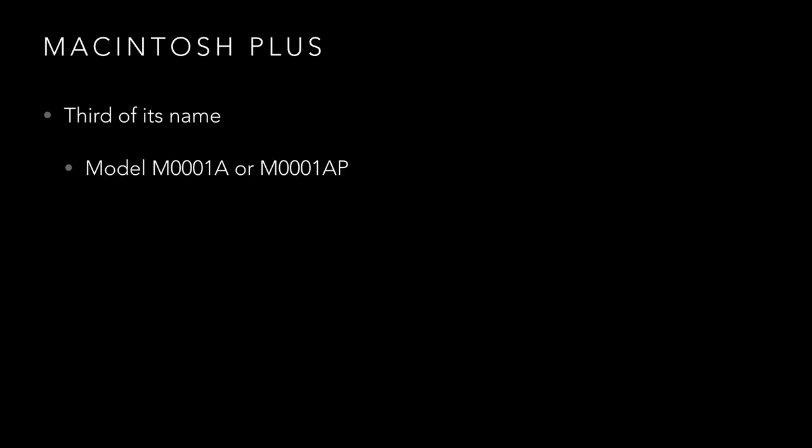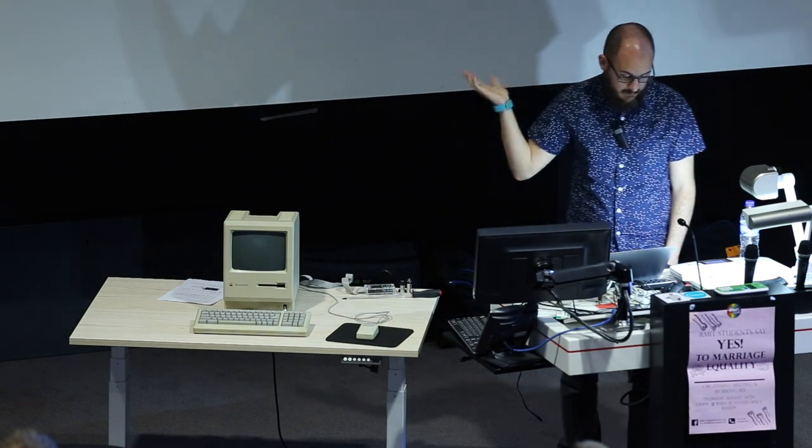So first, a little bit of history about the Mac Plus. It is the third Macintosh. The first one was the 128K, and then it was followed by the 512K. It's got either one of these model numbers, M0001A or AP. The P just signifies it was either the European or the education market. So apparently Australia's in Europe.